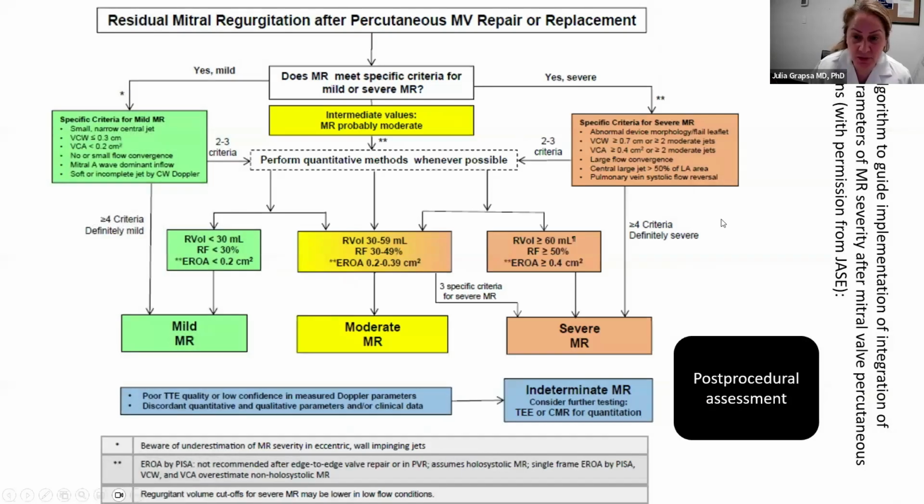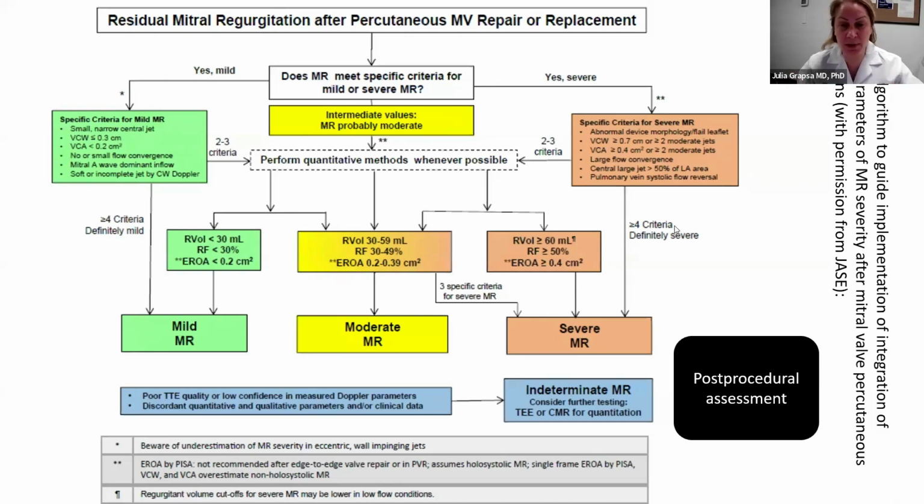This is a very comprehensive algorithm that was published in the Journal of the American Society of Echocardiography, showing how to assess residual mitral regurgitation after percutaneous mitral valve repair or replacement, and I would advise you to have a look. However, we need to remember the traditional parameters such as effective orifice area or regurgitant volume. If we have more than 2 jets, we need to use our eyes and all available measurements in order to provide an accurate assessment.